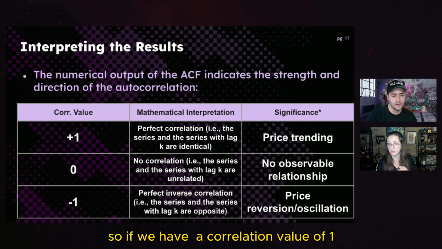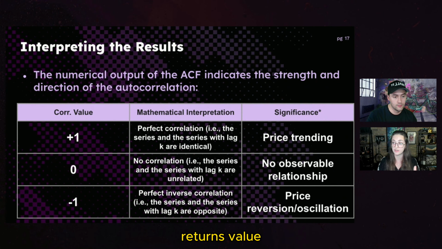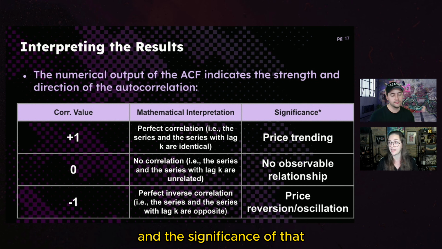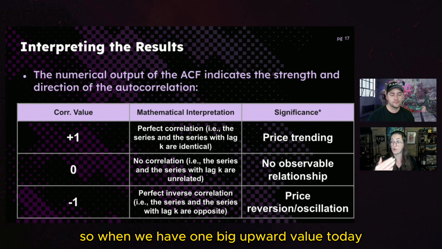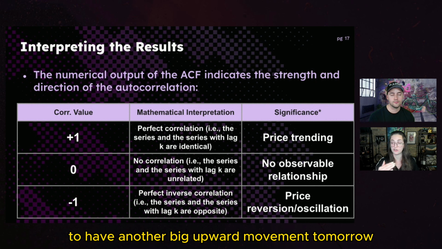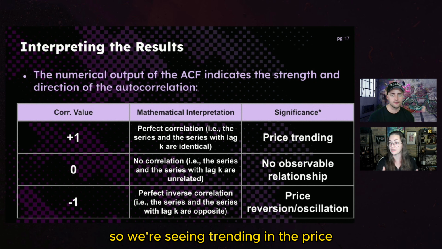So if we have a correlation value of 1, that basically means we got perfect correlation. So that means that if we look at the current returns value and we look at a lag version of the returns value, we're going to see something that's identical. And the significance of that means that there's some degree of price trending, right? So when we have one big upward value today, there's maybe a higher chance that we're going to have another big upward movement tomorrow or another big movement tomorrow, right? So we're seeing trending in the price.